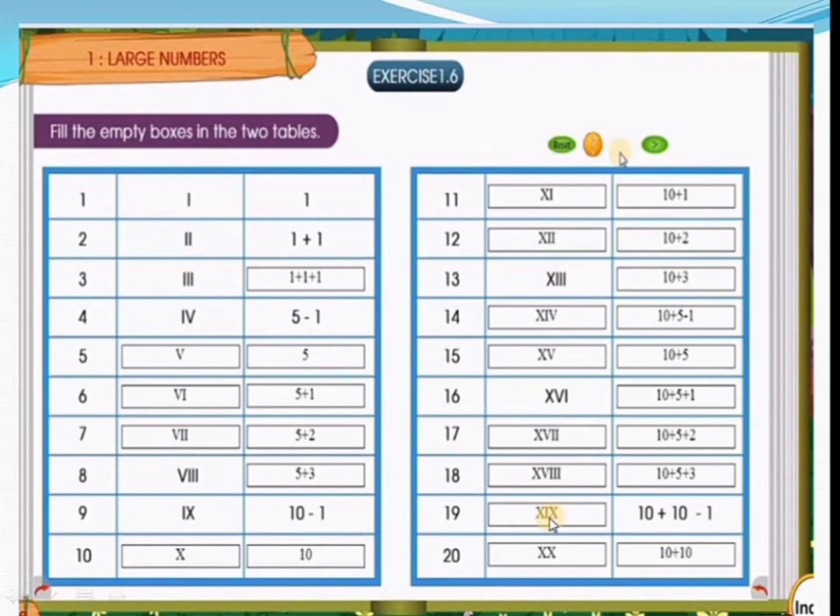So here the smaller number comes before the bigger number. So we have to write 10 plus 10 minus 1. 10 plus 10 minus 1 is nothing but 19. 20: XX is 10 plus 10, which is 20.